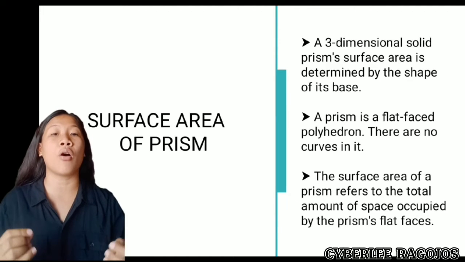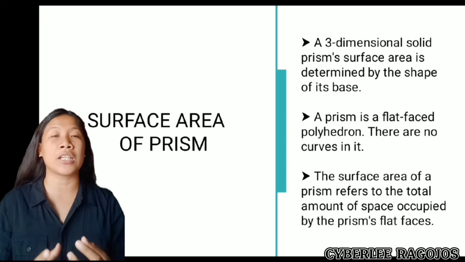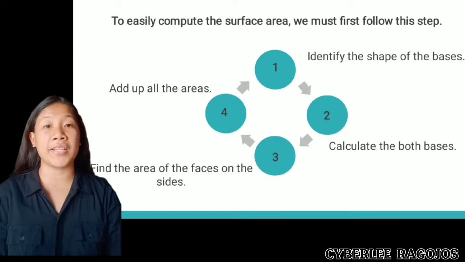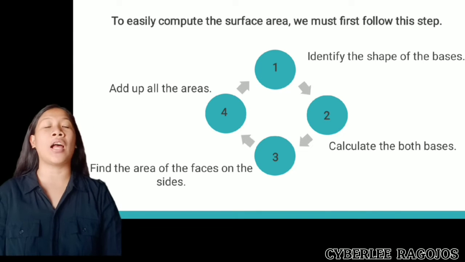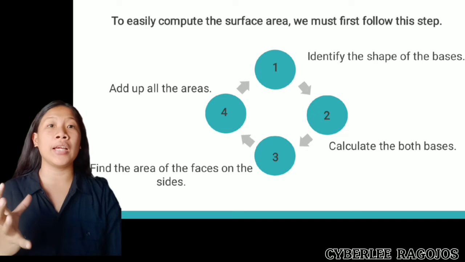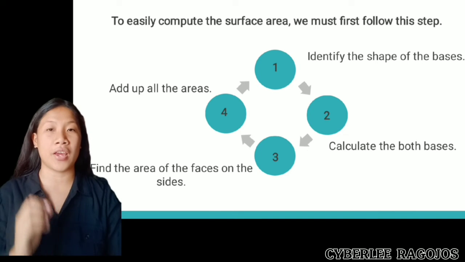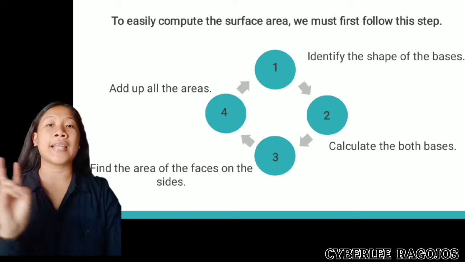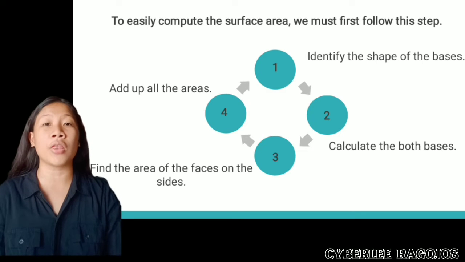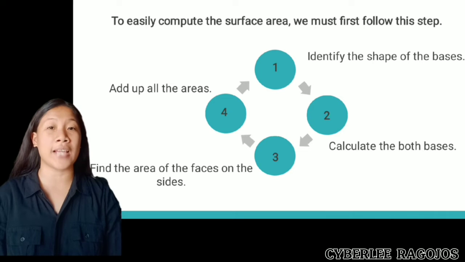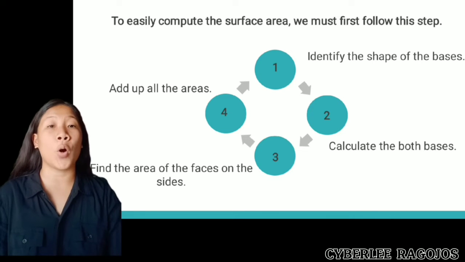We need the sum of the areas of all the faces, which will give us the total area. To easily compute the surface area, we must first follow these steps para makuha natin yung measure na kakalabasan ng surface area natin. First, identify the shape of the bases. Second, calculate the area of both bases. Third, find the area of all the faces on the sides. Fourth, add up all the areas.